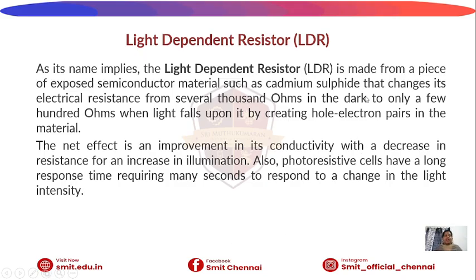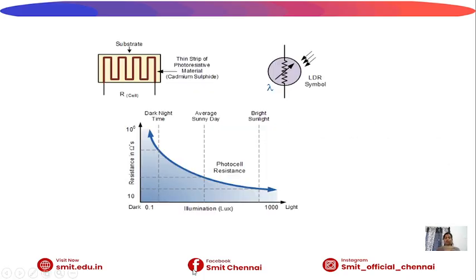Next one is the light dependent resistor. A light dependent resistor is also a photoresistor only, it's the same. It is made up of cadmium sulfide, a semiconductor material, and changes its electrical resistance from several thousands of ohms in the dark to only a few hundred ohms when light falls. That is, in absence of light the resistance will be increased. If some light falls on the semiconducting material, the resistance decreases. The net effect is an improvement in conductivity with a decrease in resistance for an increase in illumination.